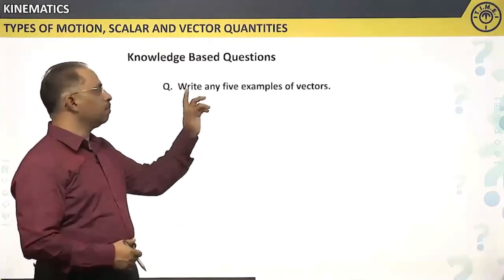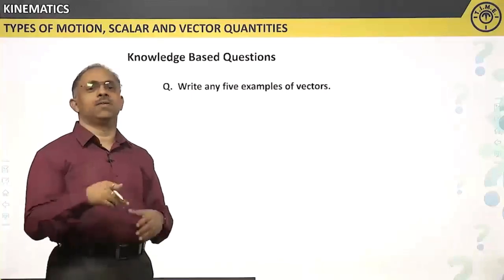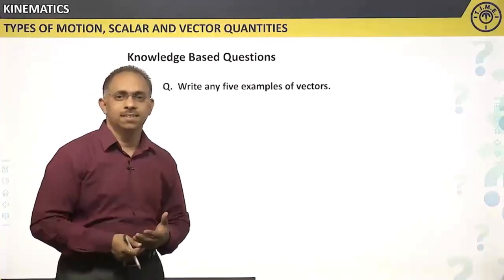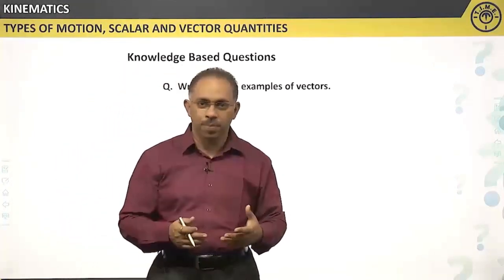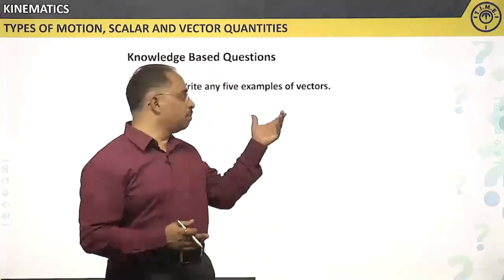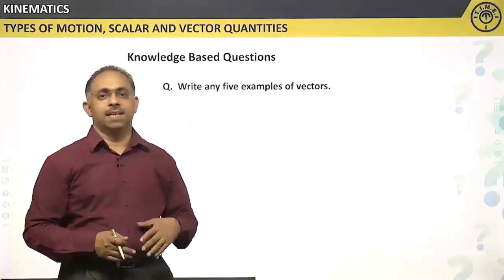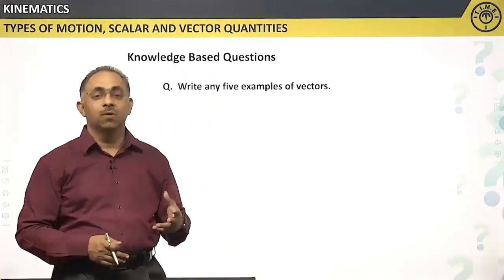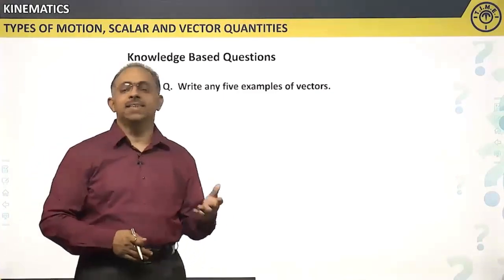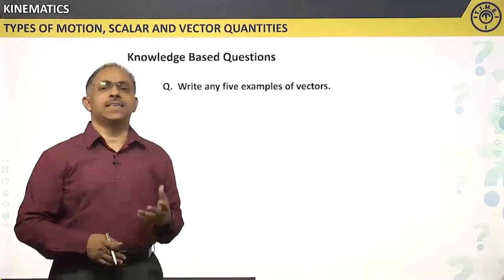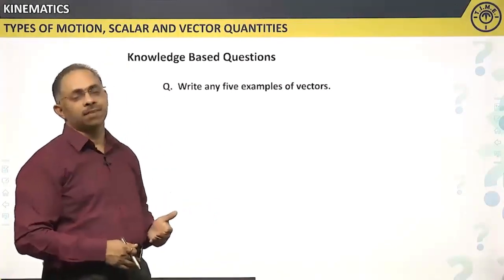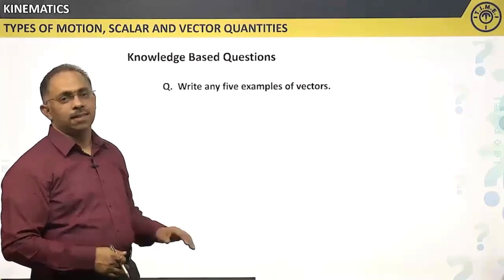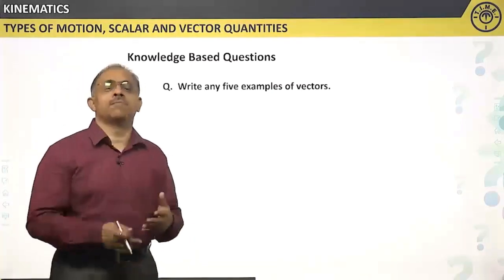Write any 5 examples of vectors. Come on, you list out what the vectors are. A vector is a physical quantity which requires both magnitude and direction, right? Can I say length? Length can be either distance or displacement. Distance is not a vector. Is it clear? Displacement is a vector, because displacement requires both magnitude and direction.